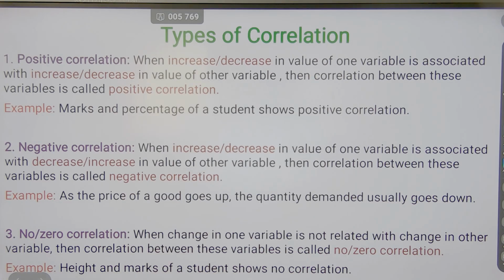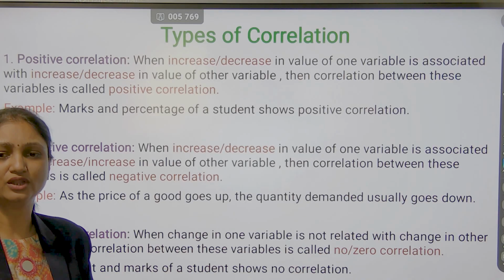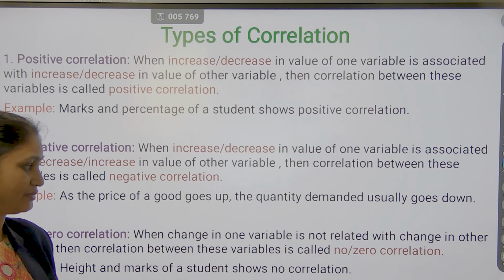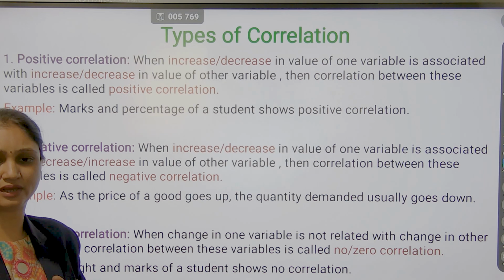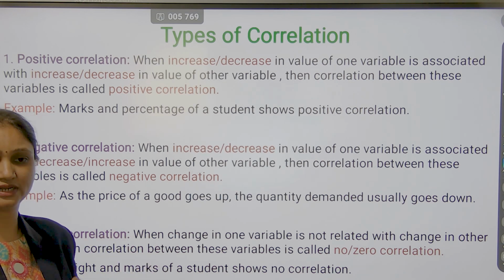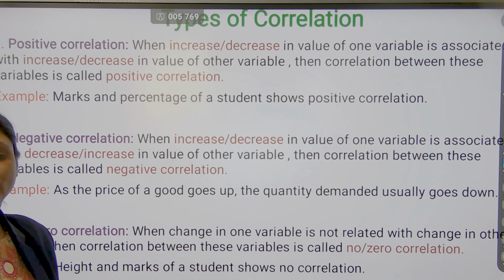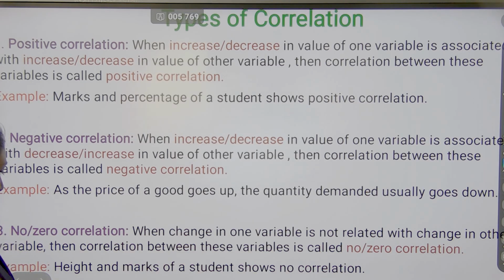And then no correlation or zero correlation. When the change in one variable is not related with the change in another variable, then the correlation between these variables is called no or zero correlation. That means when there is no relation between the value of one variable and the value of the other variable, then it is called zero or no correlation. For example, height and marks of students are not connected to each other. Height and marks of the student, there is no correlation.